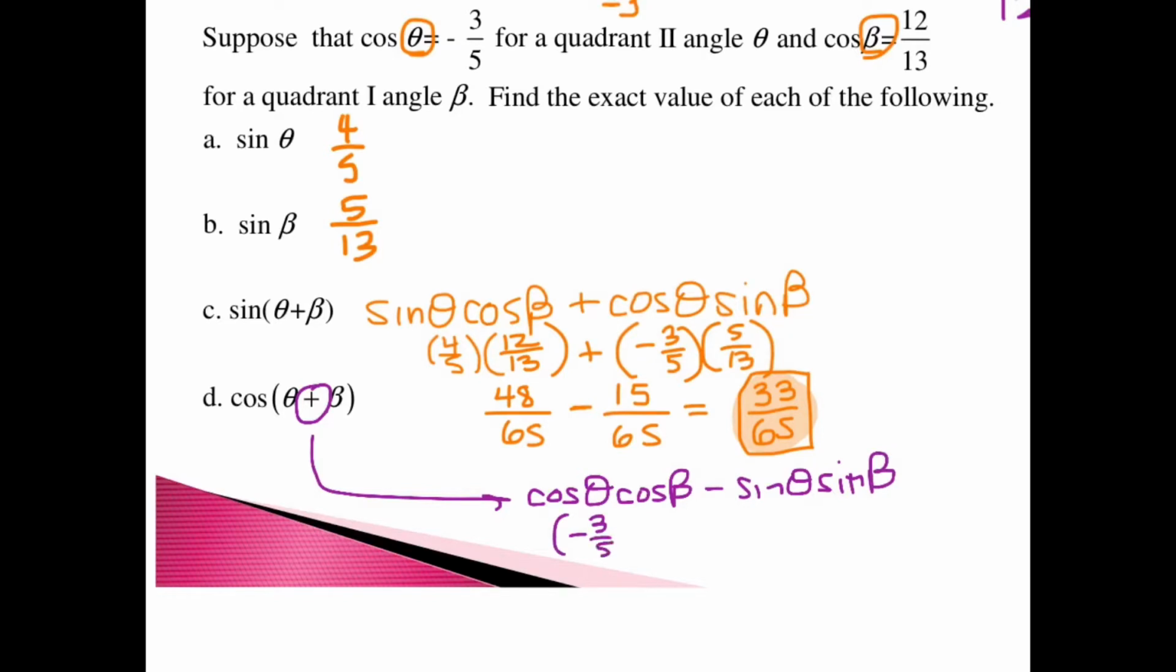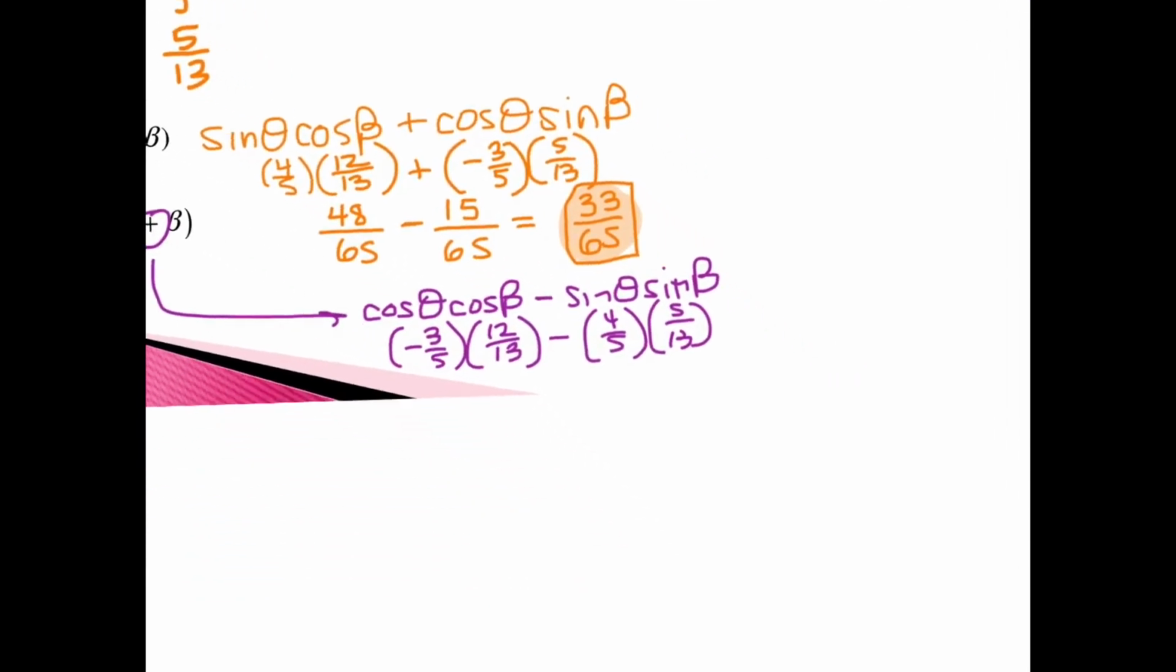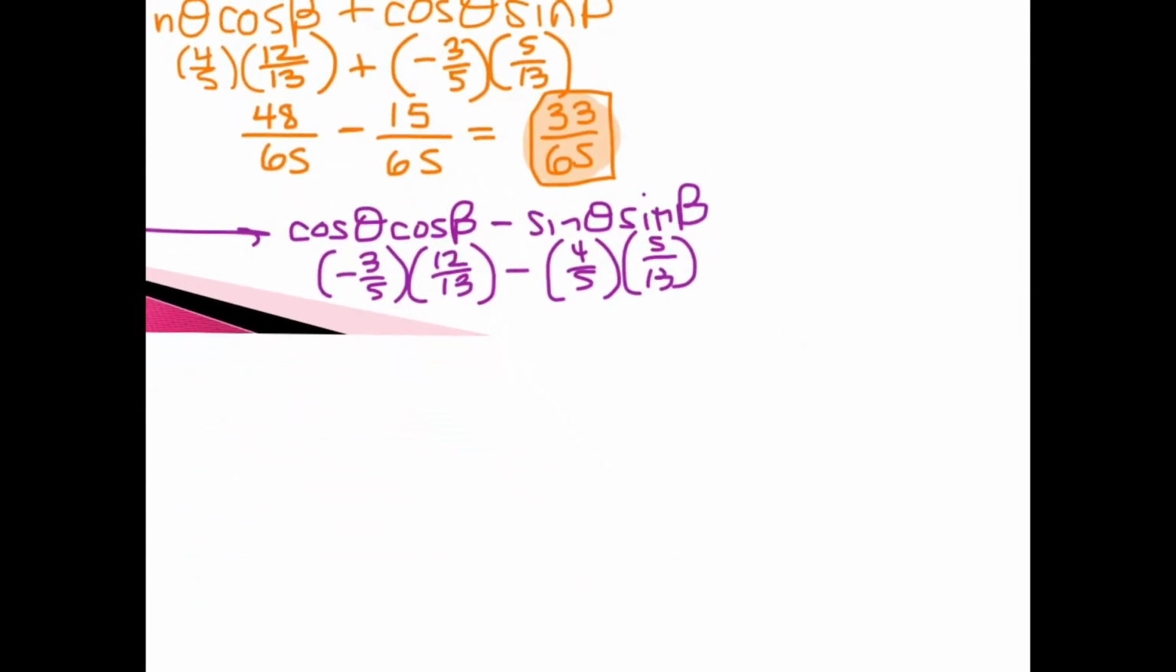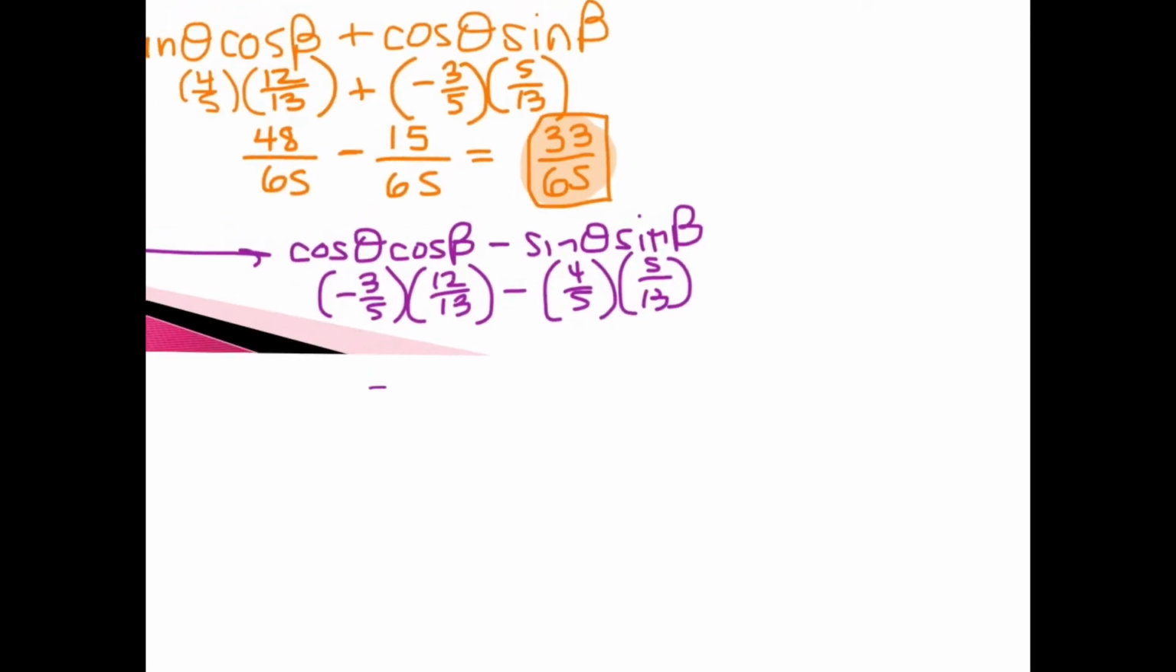Cosine of theta is negative 3/5. Cosine of beta is 12/13. Minus sine of theta, which is 4/5, times sine of beta, which is 5/13. Multiply them out. Negative 3 times 12 is negative 36/65. Minus 4 times 5 is 20/65. And I get negative 56/65, which can't be simplified, so that's my answer.